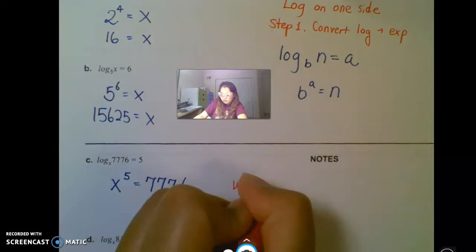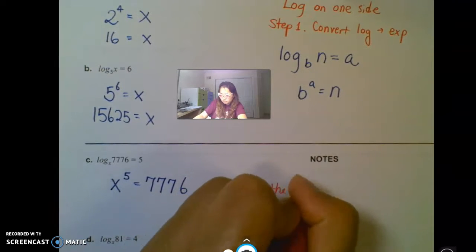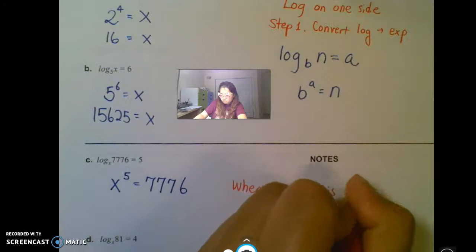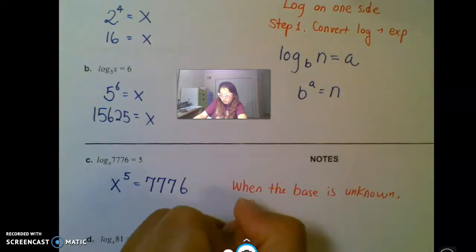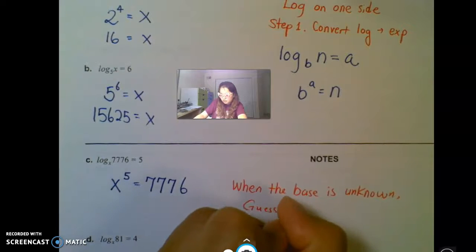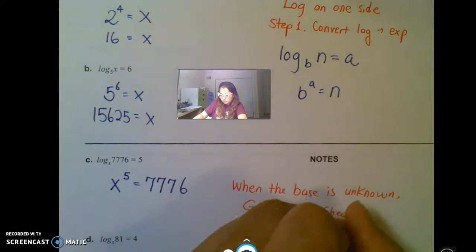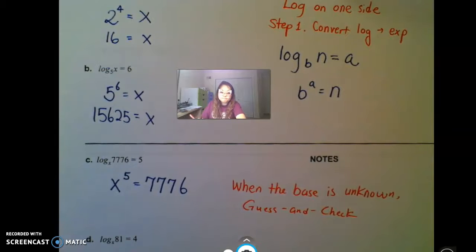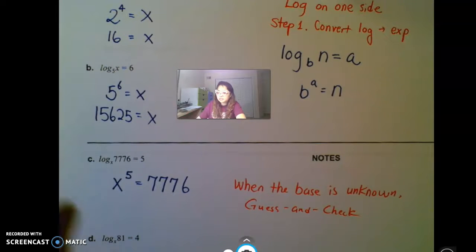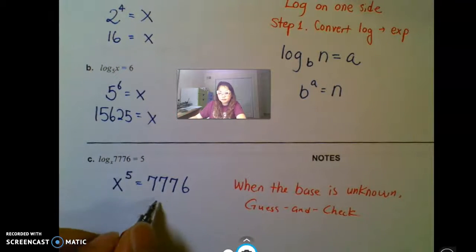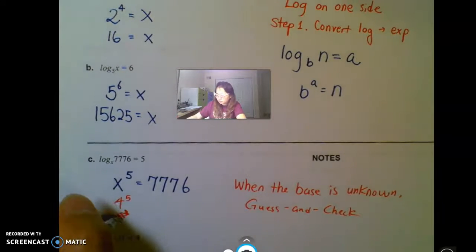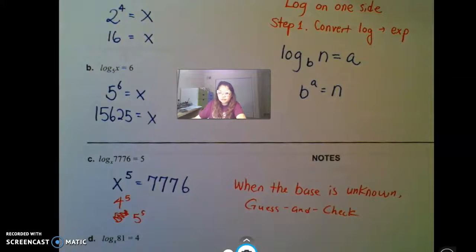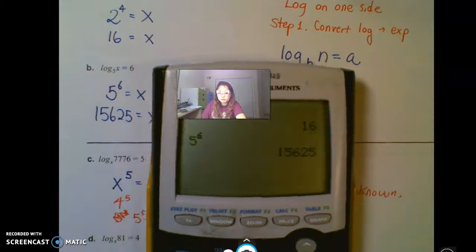When the base is unknown, guess and check. So what do you mean by guessing and checking? You know how it's like some number to the 5th power is 7,776? So try this, try this. What am I doing? So instead of x being x, you just try different numbers and it will work.